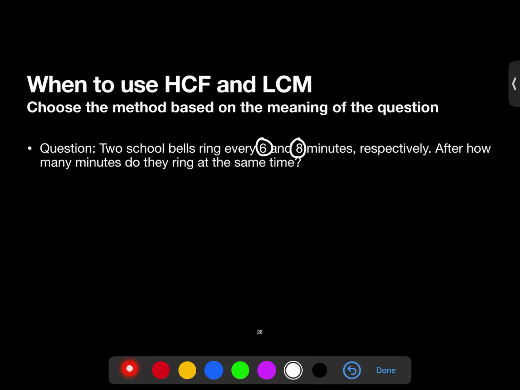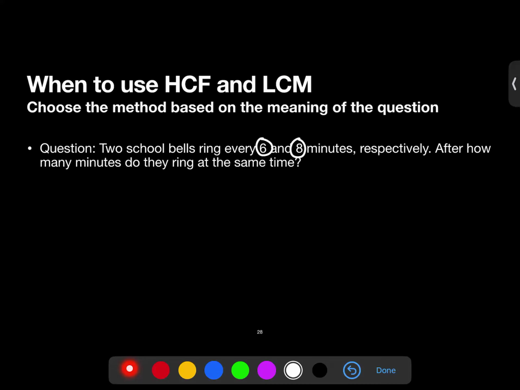LCM. So this is asking why we should take LCM. We should find the multiples of 6 and 8. So we use LCM. You gave the correct explanation. We need to find the multiples of 6 and 8, and this will give us our LCM, which is when they will ring at the same time.